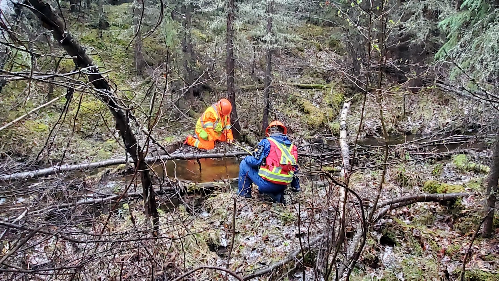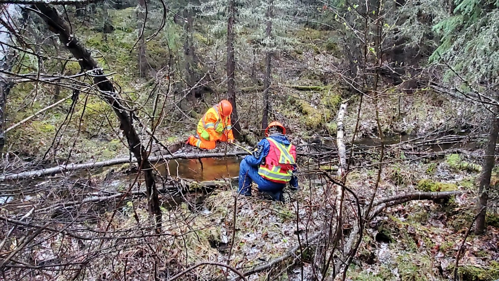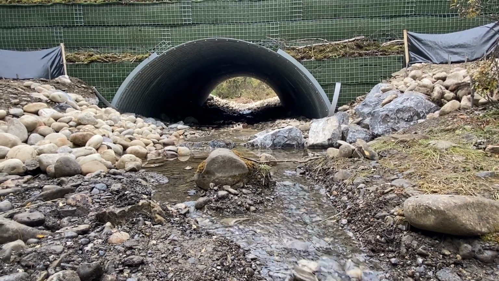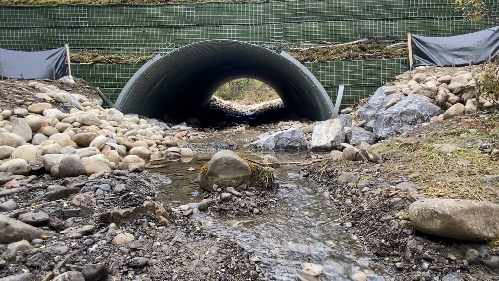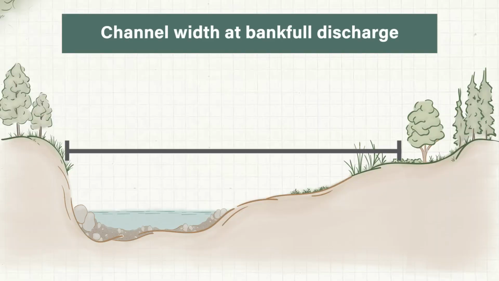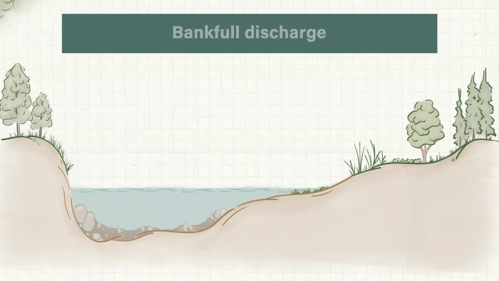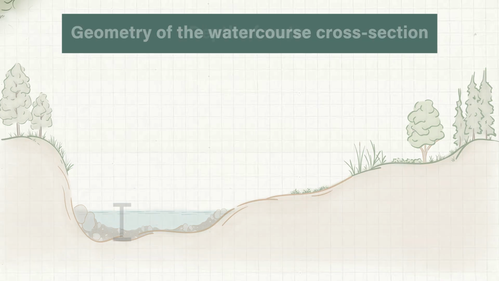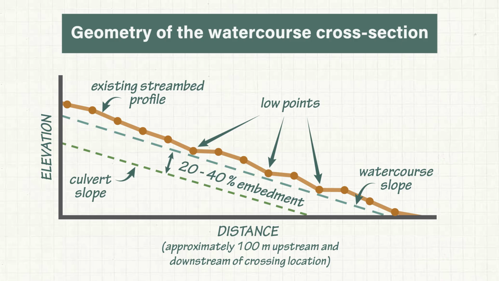Once an appropriate reference section has been located, the following measurements can be collected to ensure the watercourse crossing design and installation can replicate the channel and habitat characteristics of the watercourse. Channel width at its bankful discharge, which is the maximum amount of discharge a channel can accommodate without overflowing. Bankful discharge. Bankful depth. Channel width. Depth of water. Geometry of the watercourse cross-section.